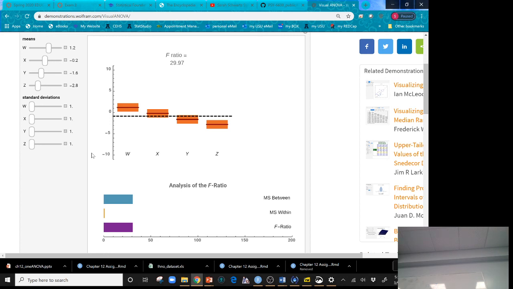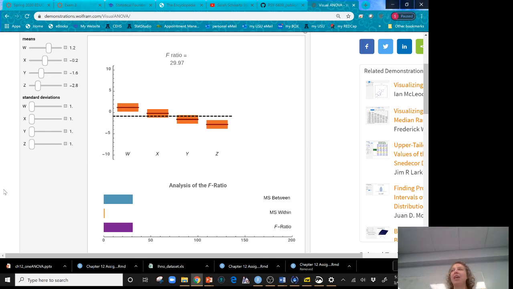What about if you just look at W and Z? Is there any overlap? No. And look, what number is our F ratio? It's almost 25, 30. It's pretty big. What is a statistically significant F value depends on your degrees of freedom, which depend on your sample size. But generally, even for small sample sizes, an F bigger than 10 is probably going to be significant. So 20 or 30 is pretty significant.